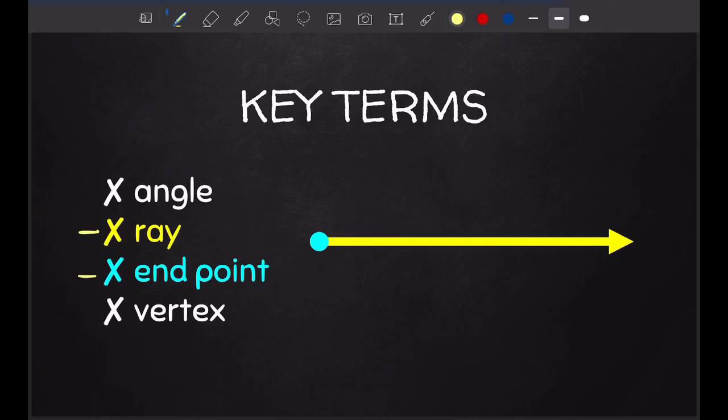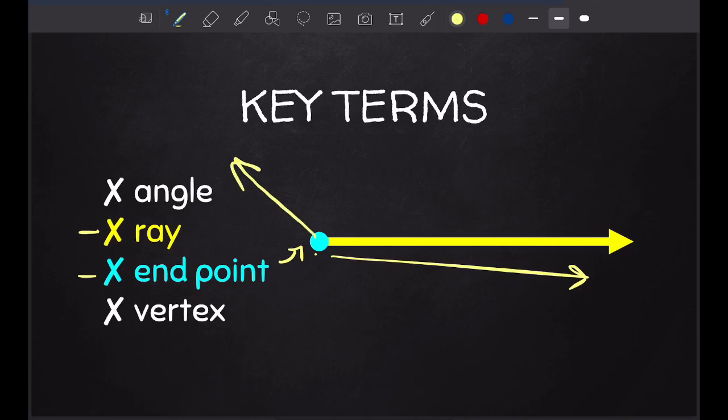Okay, so what exactly is a ray? A ray is a line, okay, with an endpoint. So this is the endpoint. And the line extends to the other direction. So a ray has an endpoint and a line that extends infinitely. That means never ending to another direction.